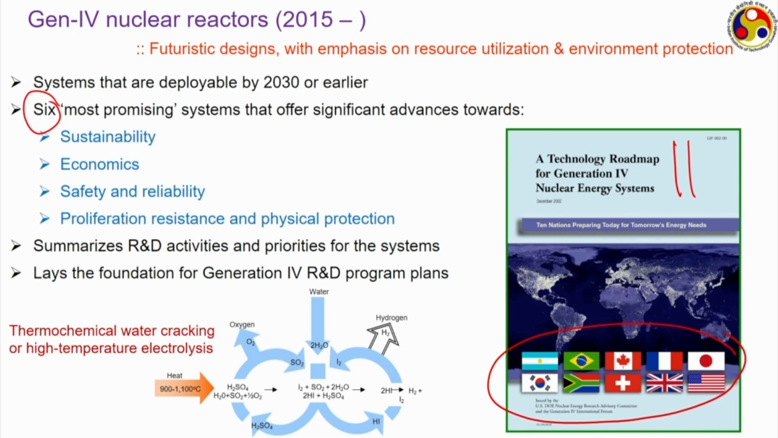Another important feature of these Generation 4 designs is that along with power, they are also capable of giving hydrogen as the output, and some of the Generation 4 reactors actually have this dual objective of both power and hydrogen production. They use either thermochemical water cracking or high temperature electrolysis, where sulfuric acid is broken into hydrogen and oxygen.